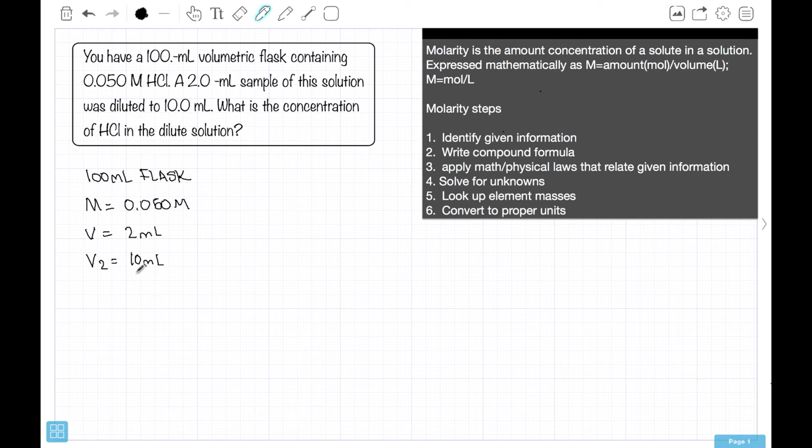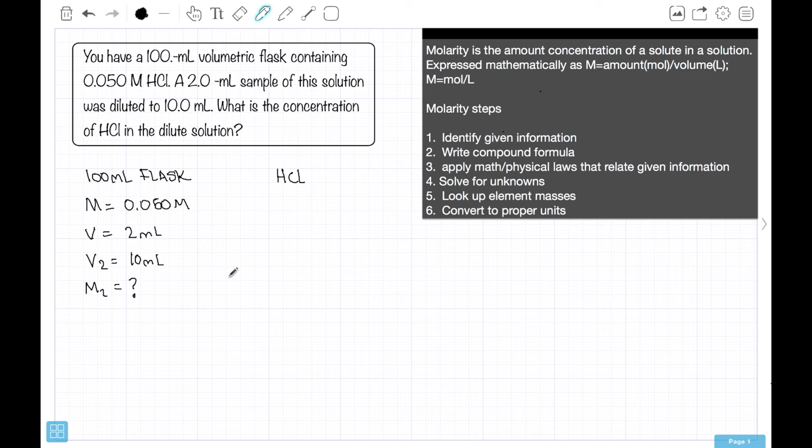Now you're looking for what is the concentration of hydrogen chloride in the dilute solution. So you're looking for another concentration, or another molarity. That is the point of all your work here. And I'll write the compound formula that you were given, HCl, and that's all you're given.